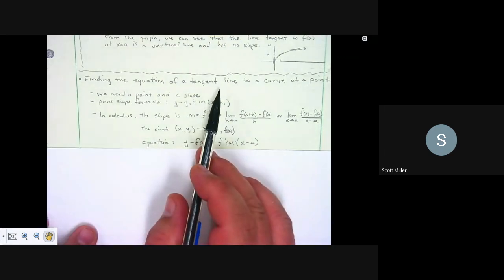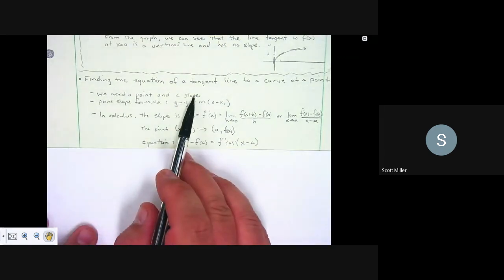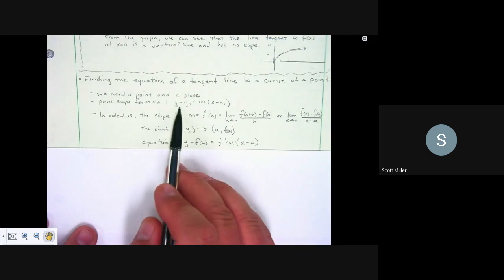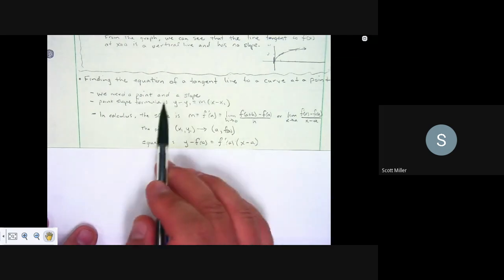This is just a change of what you learned back in Algebra 1, actually. What do you need to write the equation of a line? Well, you need a point and a slope, and you need the point-slope formula. This is what you did back in Algebra 1.